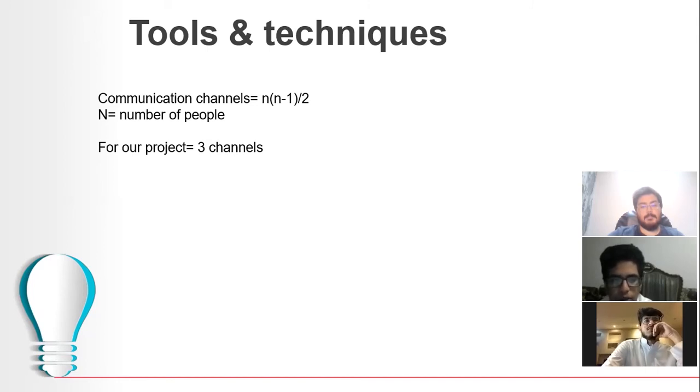For the communication channels, there is a formula, which is n multiplied by n minus 1, divided by 2. Now, n is the number of people. In our project, we have 3 people. So for our project, we have 3 channels. Next.